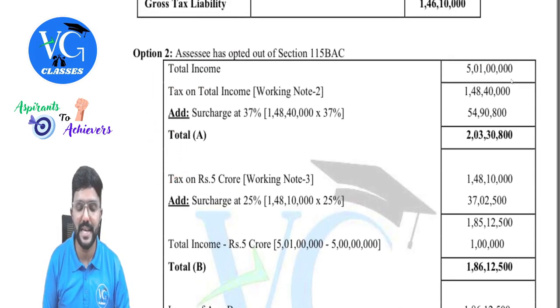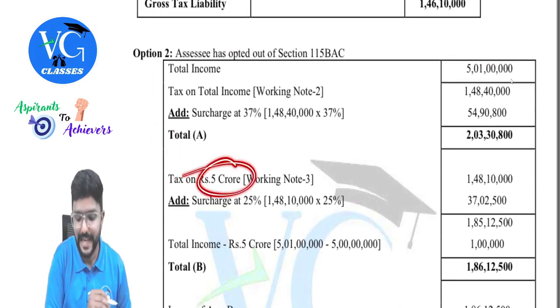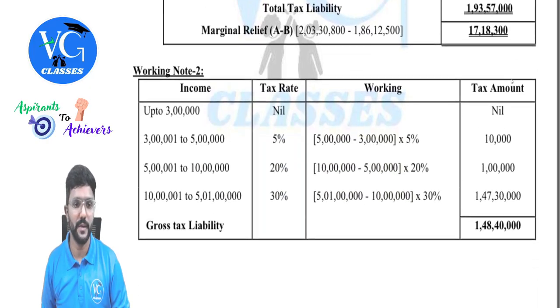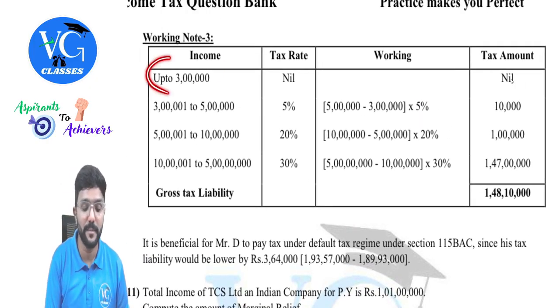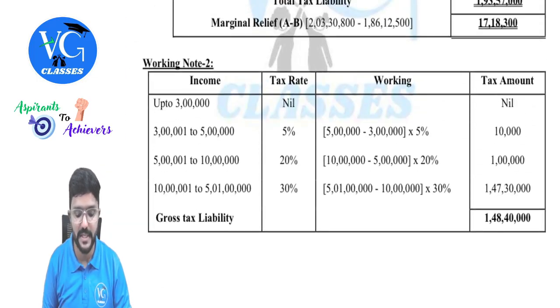Tax on what is the limit the assessee has crossed? 5 crore. Calculate tax on 5 crore. Working note. Please be careful here. The basic exemption limit is 3 lakh. Why, sir? He is a senior citizen.